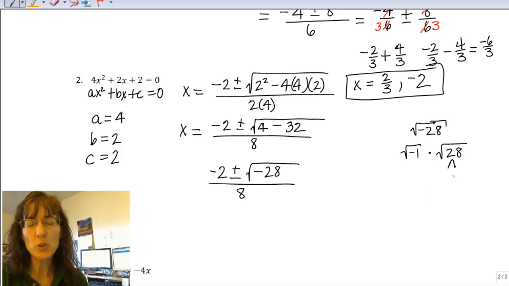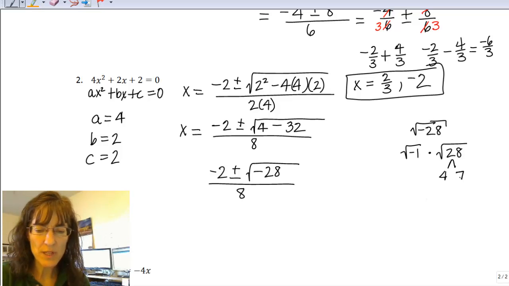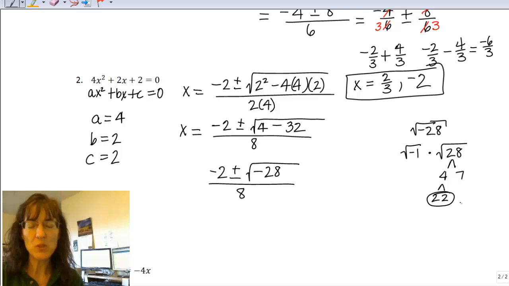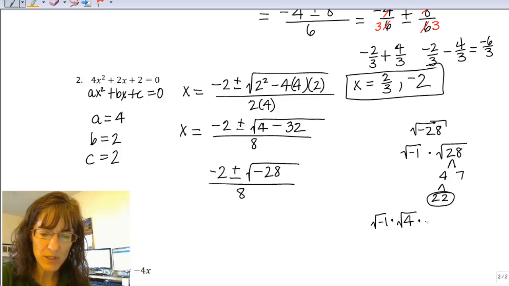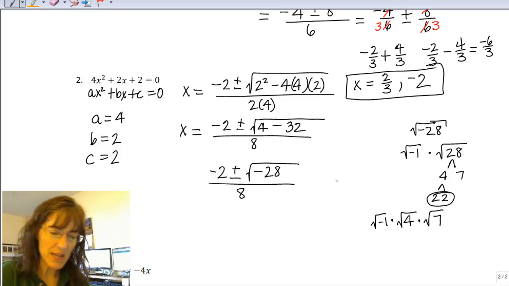And then I'm looking at 28. I know that's 4 times 7, and 4 is a perfect square. It's 2 times 2. So that part, the 2 times 2, is going to come out. So I can rewrite it. I have the square root of negative 1 times the square root of 4 times the square root of 7.